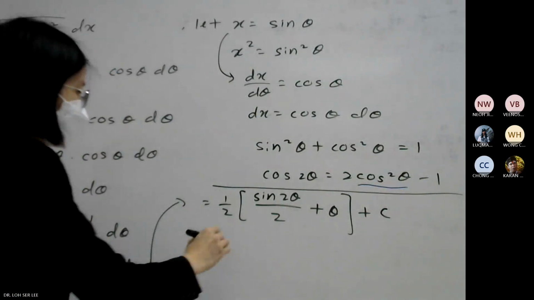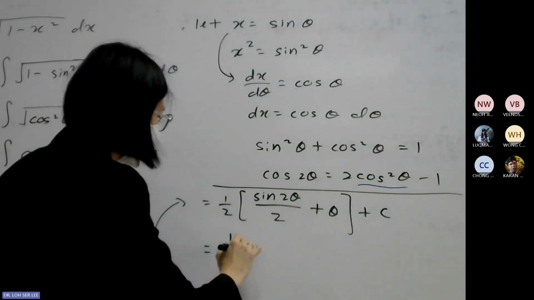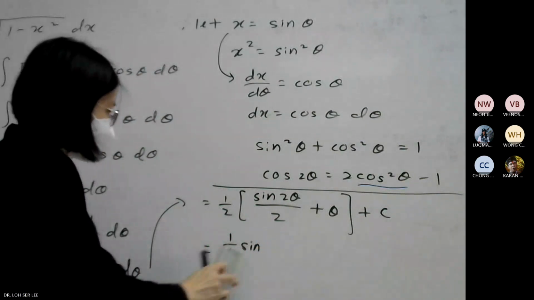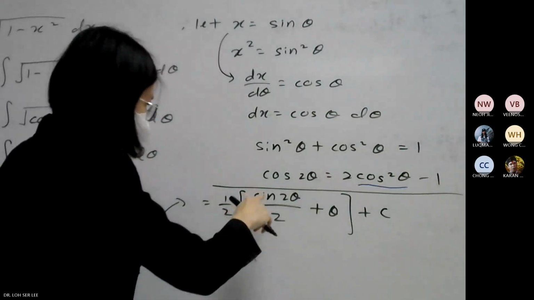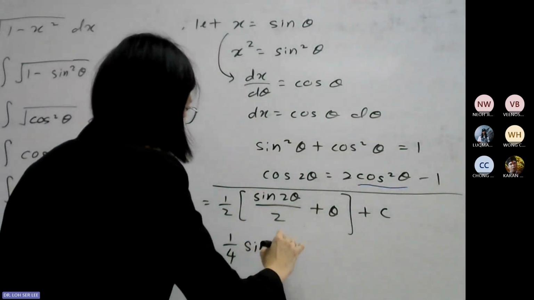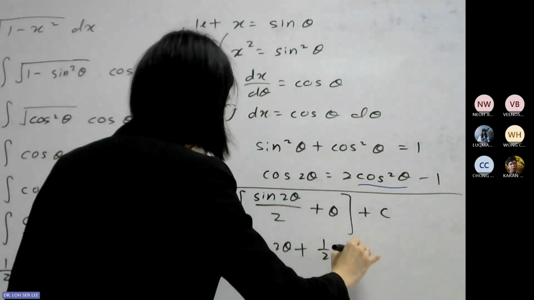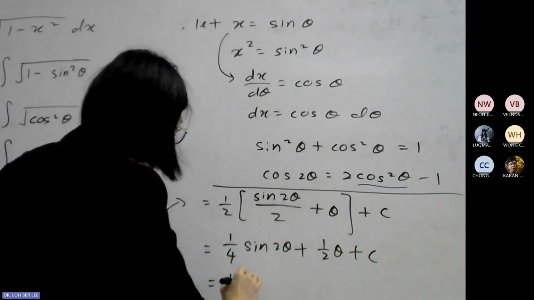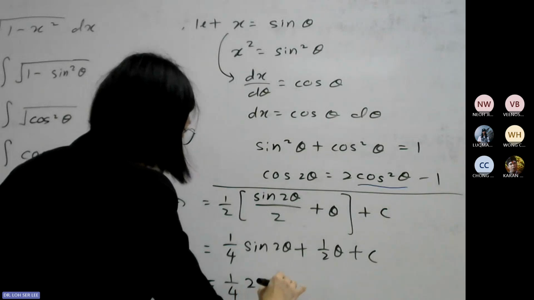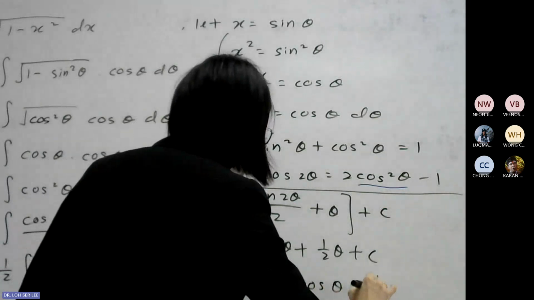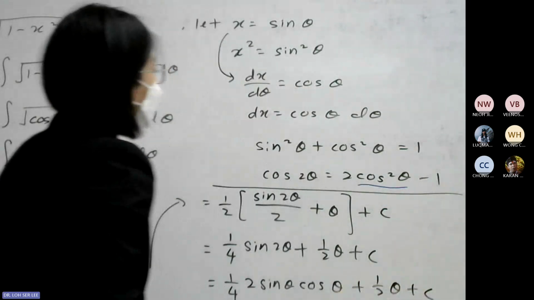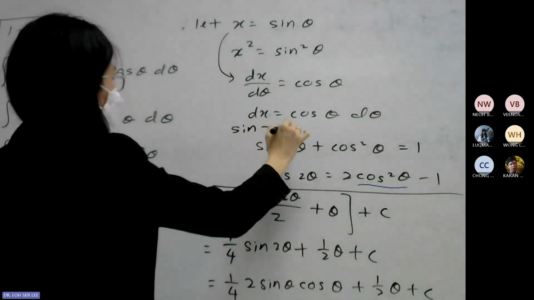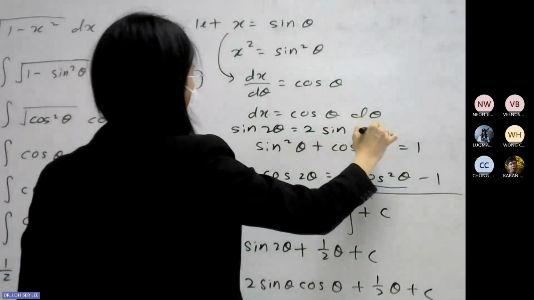Expand. Get a 1 over 4 sine 2 theta. Okay, but this sine 2 theta, I write this one first. Okay, half theta plus c. So this one, sine 2 theta, we use the identity of 2 sine theta cos theta. Okay, you have another identity. I write it here. Sine 2 theta equals 2 sine theta cos theta.